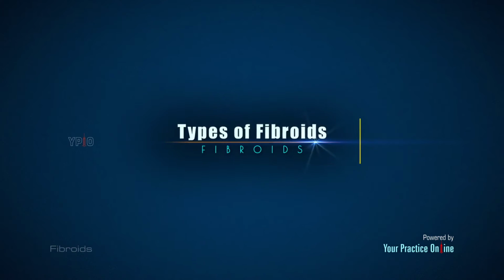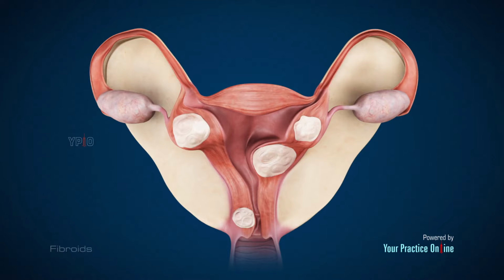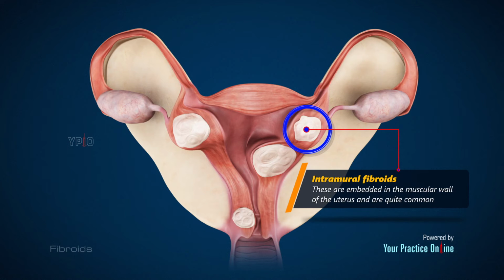Types of fibroids. Fibroids are classified based on their location in the uterus. The different types of fibroids include intramural fibroids. These are embedded in the muscular wall of the uterus and are quite common.